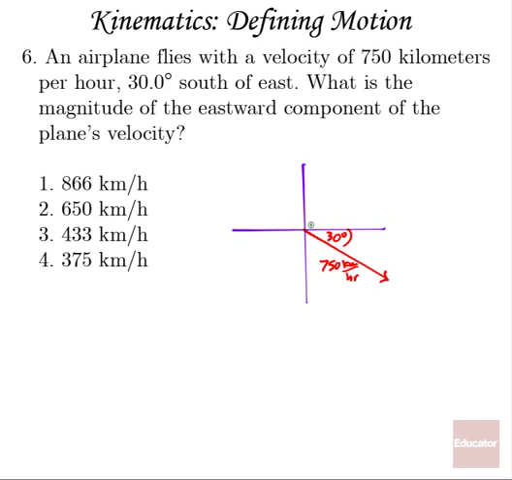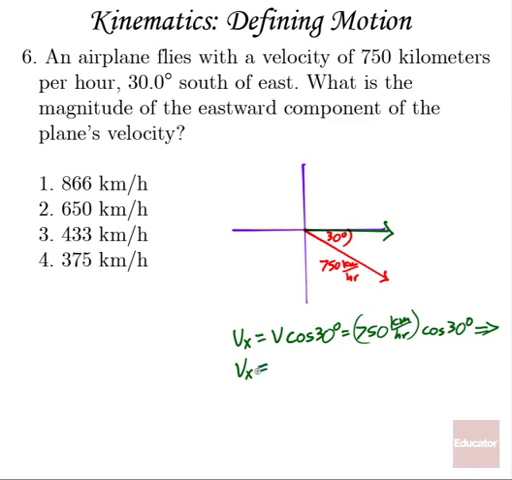What's the magnitude of the eastward component of the plane's velocity? If we want the eastward component, that means we're going to want this component of our 750 kilometer per hour vector. And the way we get that? Well, the magnitude of the eastward component, which I'm going to call the x component of the velocity, is just going to be our total velocity times the cosine of 30 degrees, or 750 kilometers per hour times the cosine of 30 degrees. That implies our velocity in the x direction, or the east direction, is 750 cosine 30, or about 650 kilometers per hour. Answer 2.